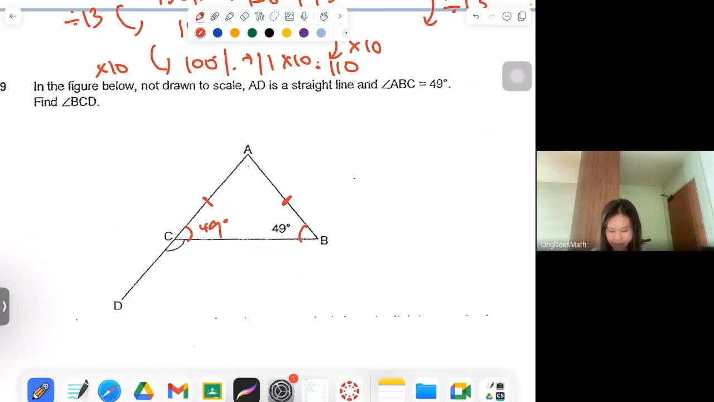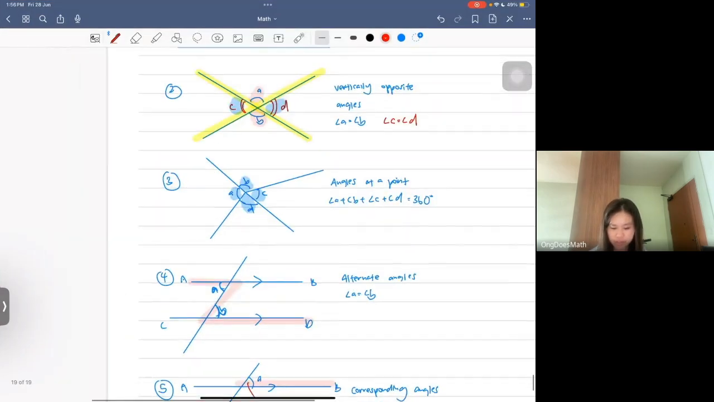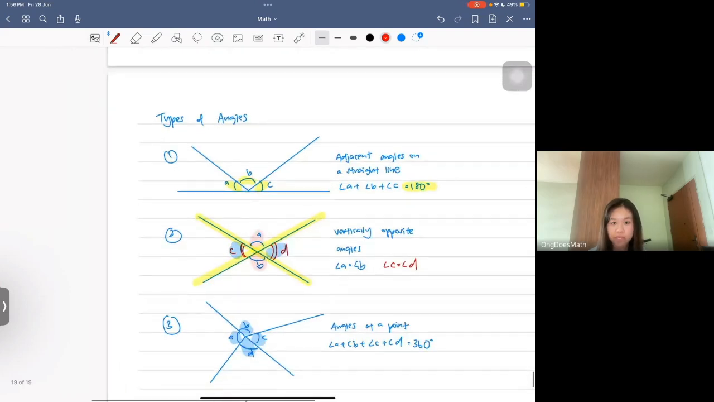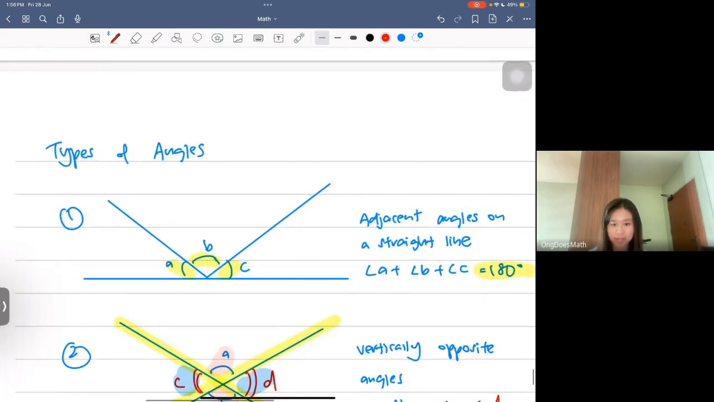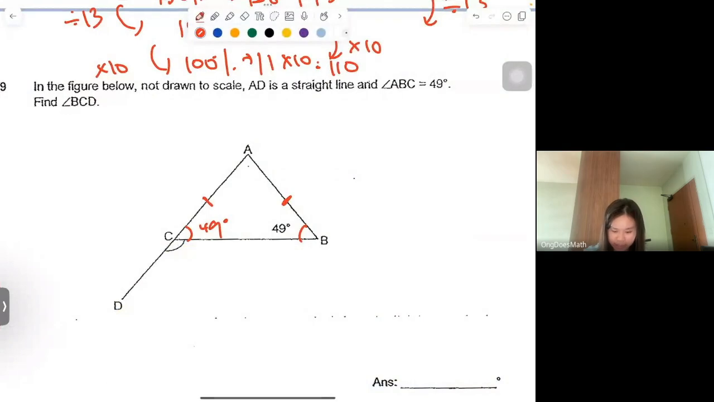So we'll go back to that page. So what property can we use? We can use the first one over here, right? Adjacent angles on a straight line add up to 180. So if you go back, this is a straight line itself, which means that this angle plus this angle will give you 180.